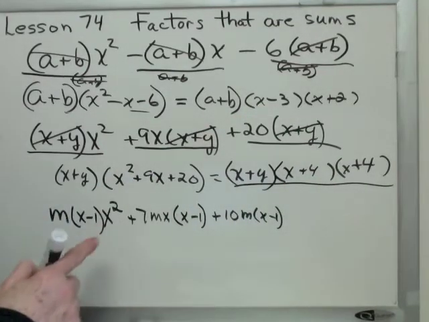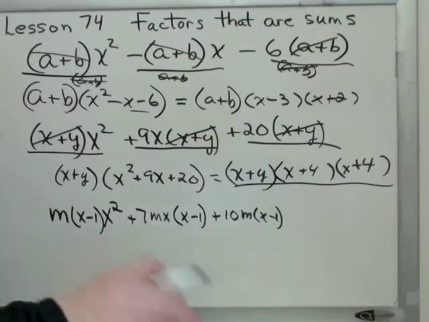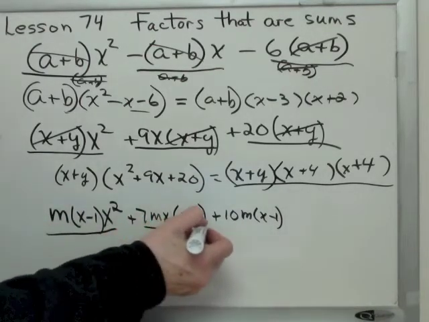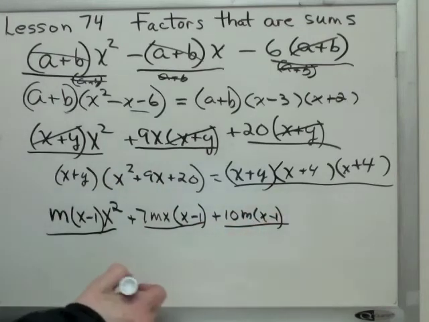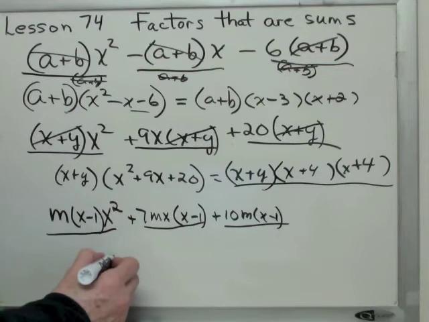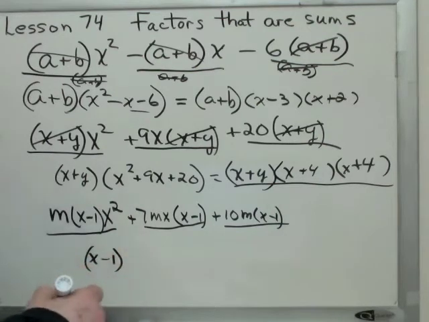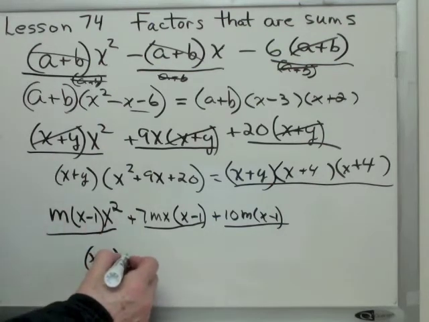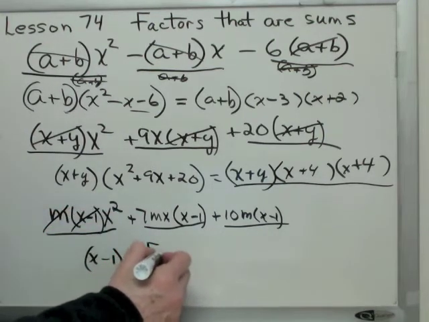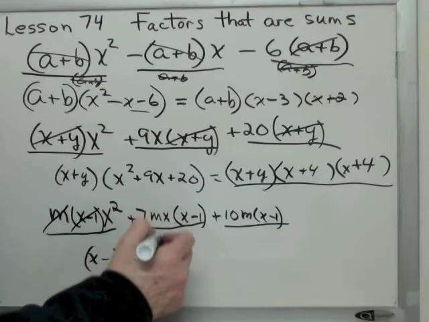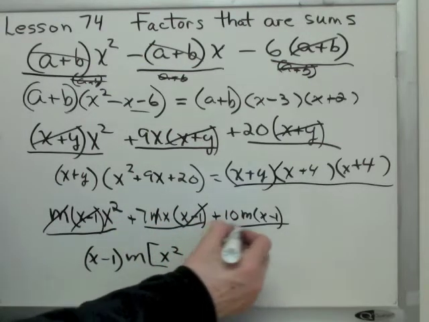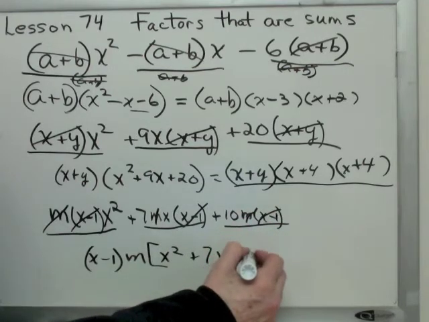All right, this last one's a little bit tricky. All right, underline all three parts so you know where you're looking. All right, do they have something in common? Yeah, they all have an x minus 1. What else do they all have? They all have an m. Yeah, so if I take both of those out, what's left? X squared, take out the x minus 1 and the m. 7x, take out the x minus 1 and the m, plus 10.